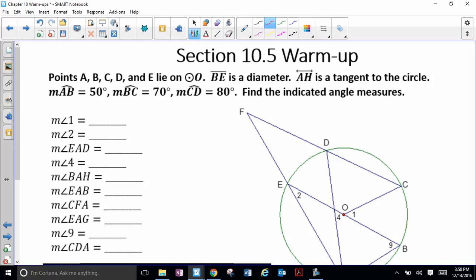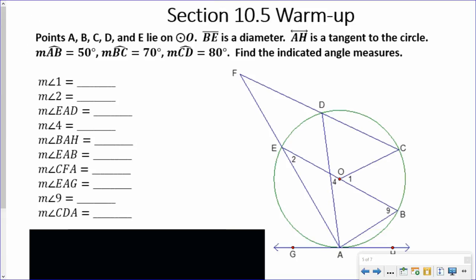Okay, so on this one, it's like what we were doing on your last example on notes. So measure of angle 1, let's do all the givens. So O is the center because it says circle O. A, B, C, D, and E lie on the circle. Segment BE is a diameter. Line AH is tangent, so A is the point of tangency. Arc AB is 50 degrees. I'll put that there. Arc BC is 70 degrees. And arc CD is 80 degrees.